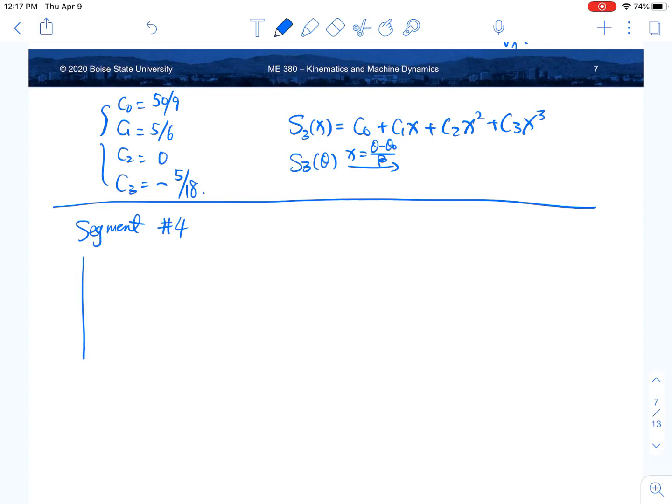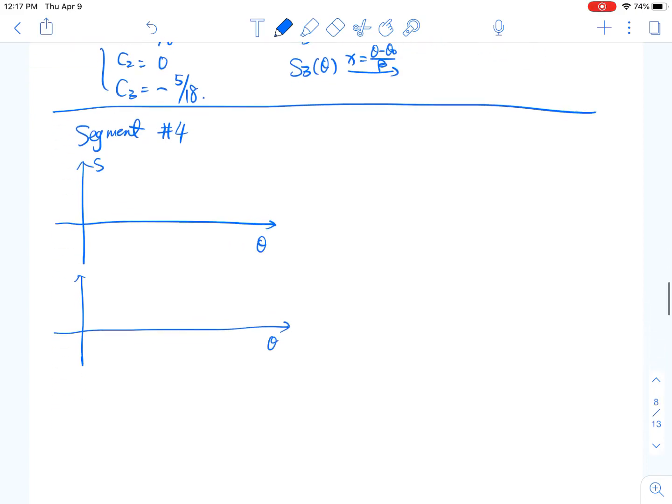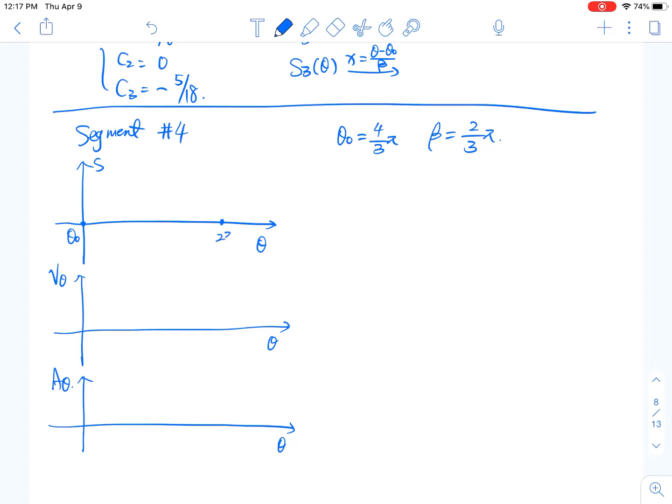So very tedious but important. You have to follow the same steps. Find all your theta. That's your V theta. You draw your SVAJ diagram, and then you find the starting point, which is 4/3 pi. Your beta is 2/3 pi. So you start from theta 0, you end at 2 pi. In this case, 2 pi is theta naught plus beta.